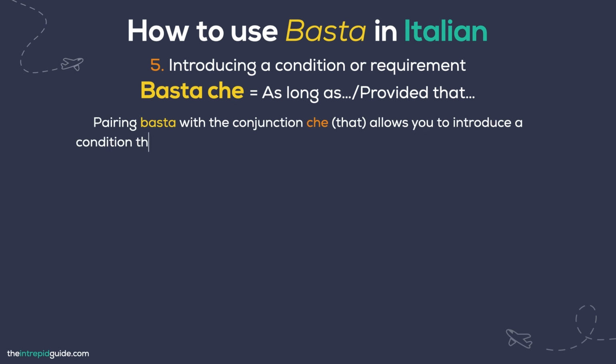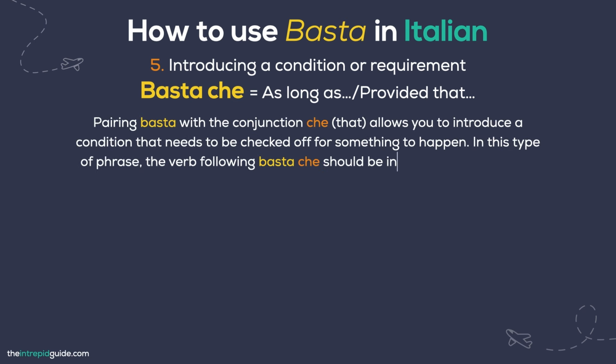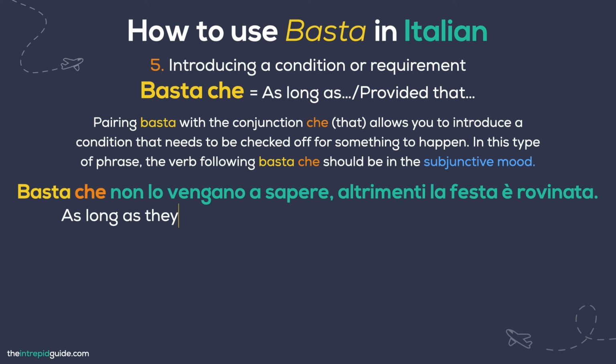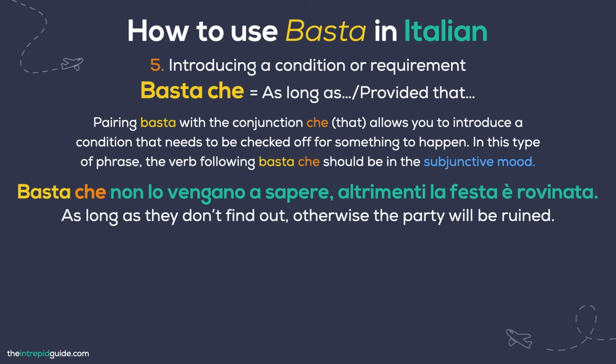Pairing basta with the conjunction che, meaning that, allows you to introduce a condition that needs to be checked off for something to happen. In this type of phrase, the verb following basta che should be in the subjunctive mood. Take a look at these examples. Basta che non lo vengano a sapere, altrimenti la festa è rovinata. As long as they don't find out, otherwise the party will be ruined.